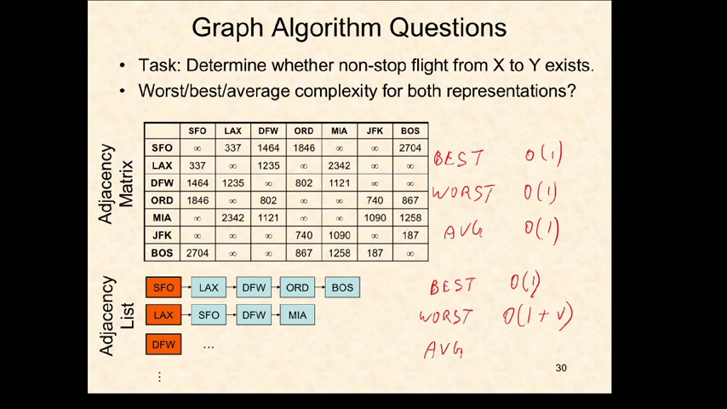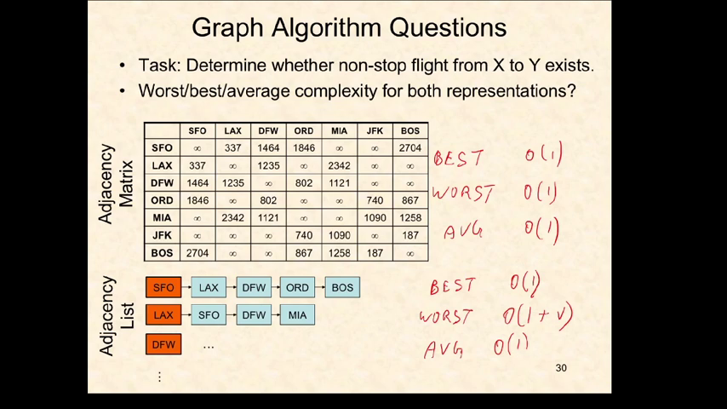Now the average case is a little bit more complex. Let's assume that this list is not completely full, like it doesn't have all possible airports in it. Then it still takes us O of 1 to get to the list.